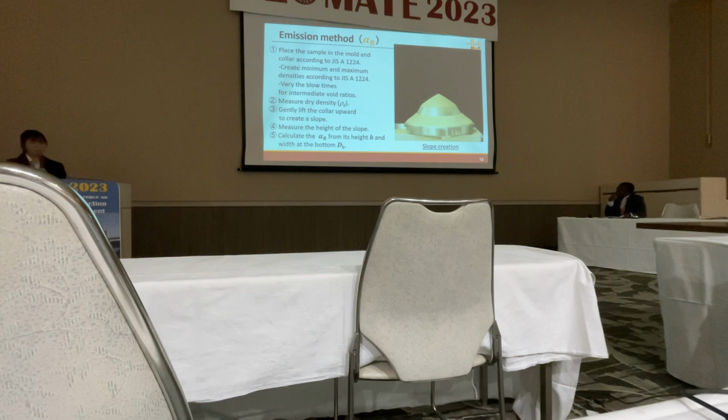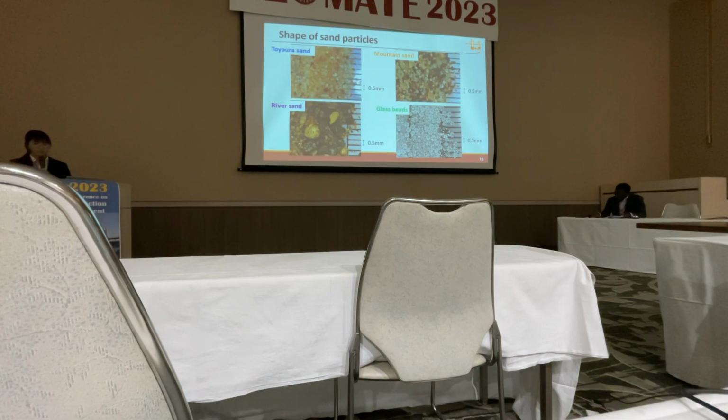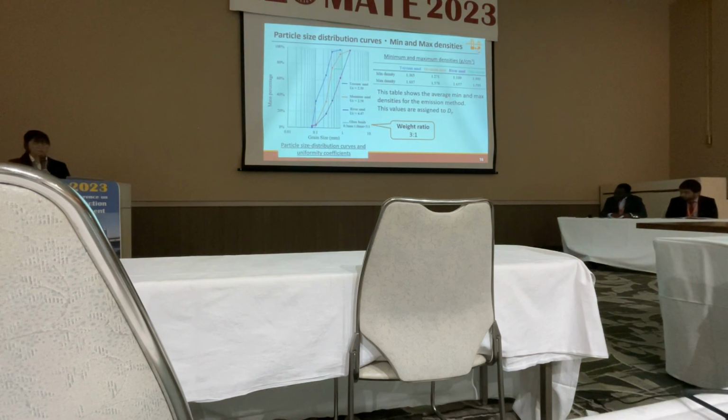After that, I lift the collar upward to create a slope. The created slope was assumed to be a perfect conical shape. By measuring the apex height of the created slope, alpha r was defined from the bottom width, dB, and height, h. These are the shapes of sand particles in our four samples: Toyoura sand, mountain sand, river sand, and glass beads. River sand is more angular, glass beads are spherical. This slide shows the particle size distribution curves and the densities. Glass beads are a mixture of 0.5 and 1 millimeter in diameter at a weight ratio of 3 to 1.